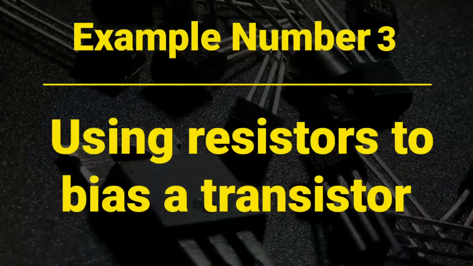Example number 3, using resistors to bias a transistor. One of the coolest applications of a resistor is to use it to bias a transistor. What is biasing? What is it good for, you may ask? Let me explain.